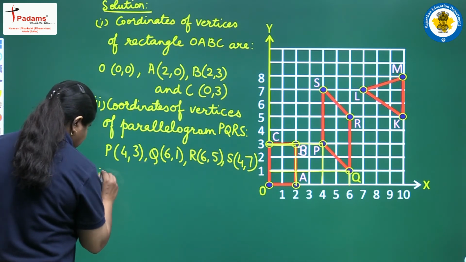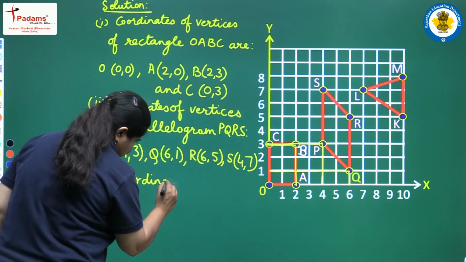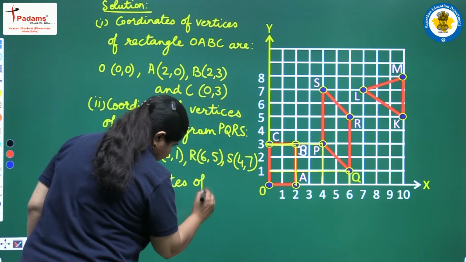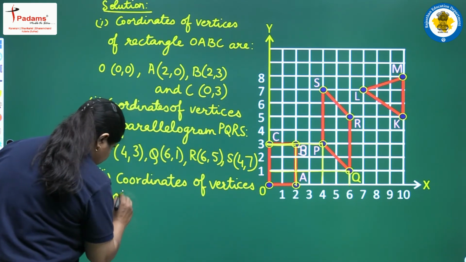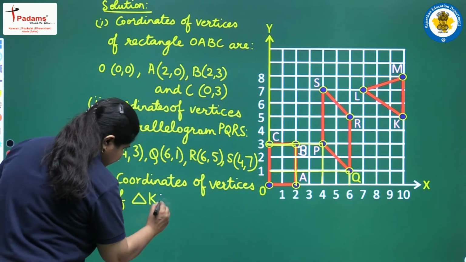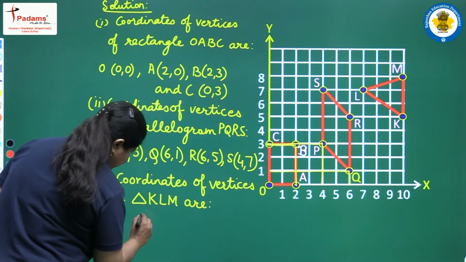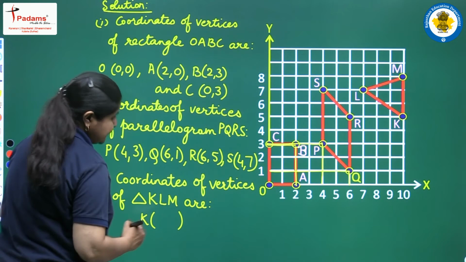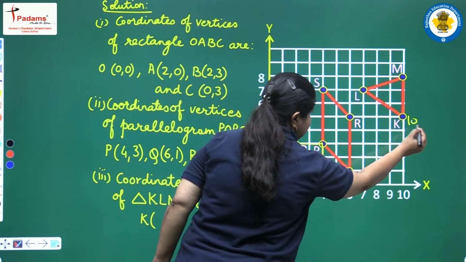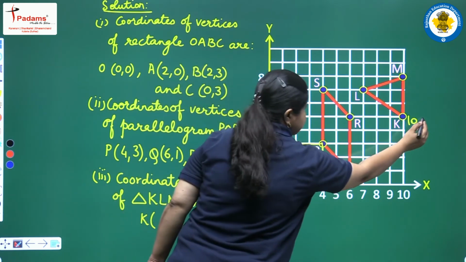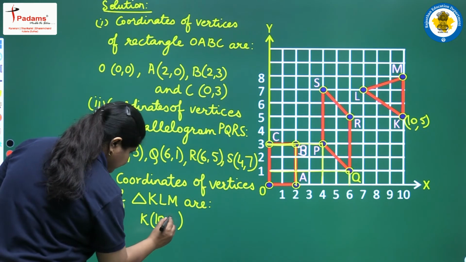We write the third part here, coordinates of vertices of triangle KLM are, for K write the coordinates. K, we can see here we have 10 and then here we have 5, so 10 comma 5. These are the coordinates of K, 10 and 5.